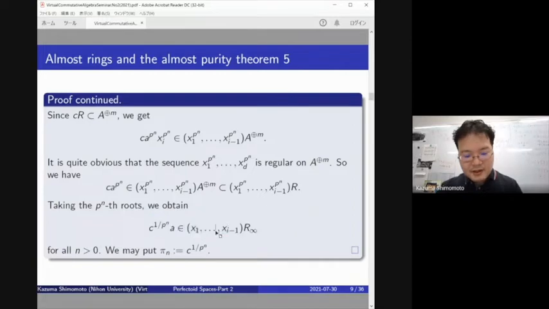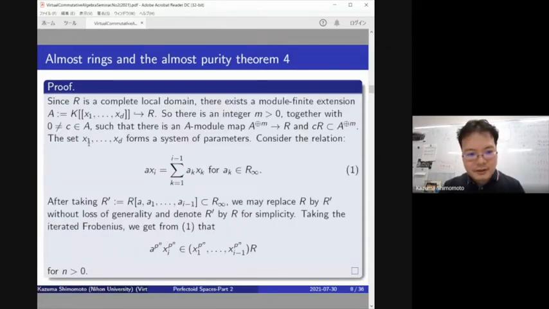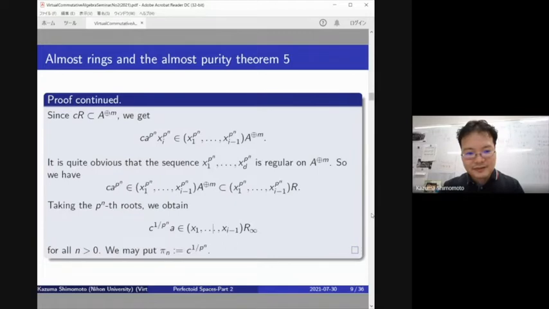So what does this mean? This means that this A is somehow killed by C to the 1 over P to the nth root. In other words, if I take pi n, it's just P to the nth root of C. So this element kills relation among the system parameters I started with. This is just a baby example.